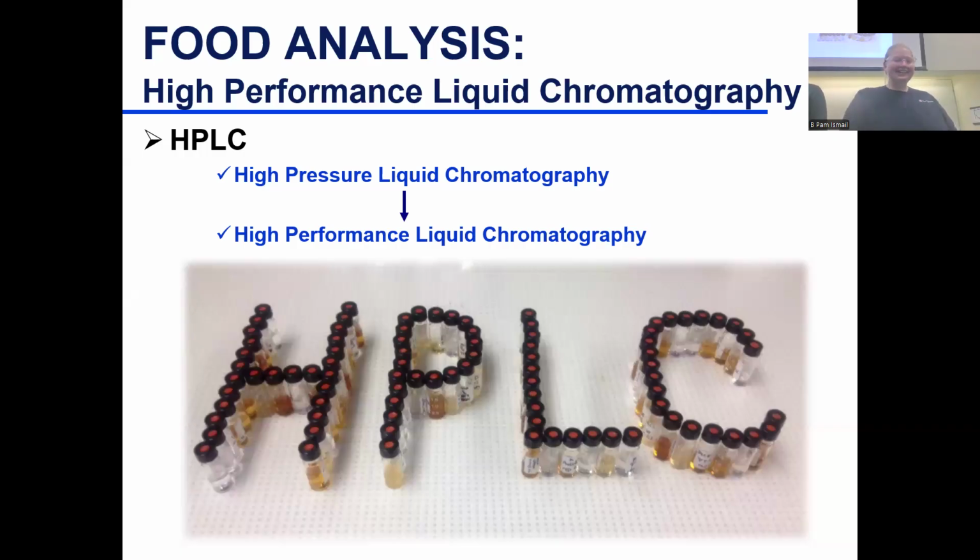I want to say one more thing. It used to be called high pressure liquid chromatography, because you would pack it under pressure and it gives you a really high back pressure. But then they improved that over time. That's why it's no longer called pressure, it's called performance.